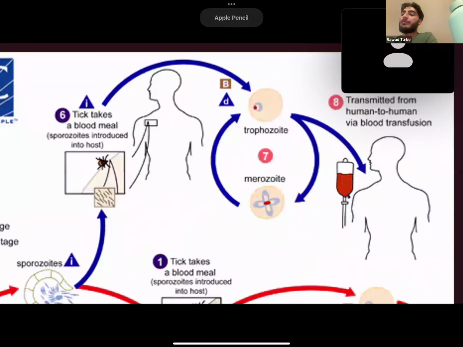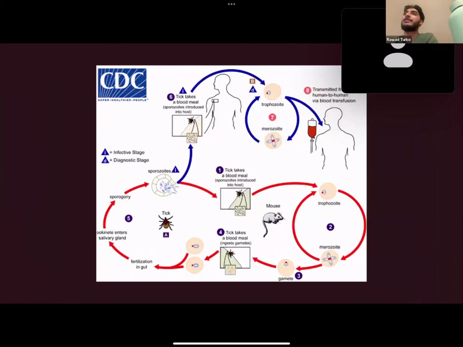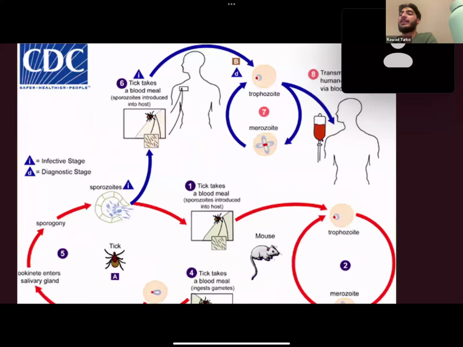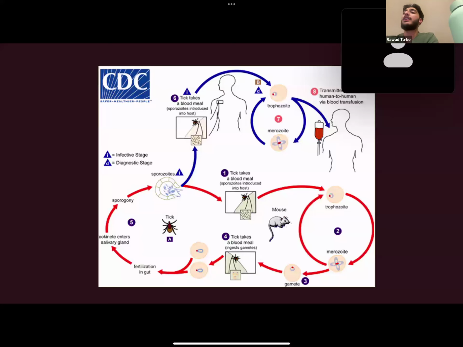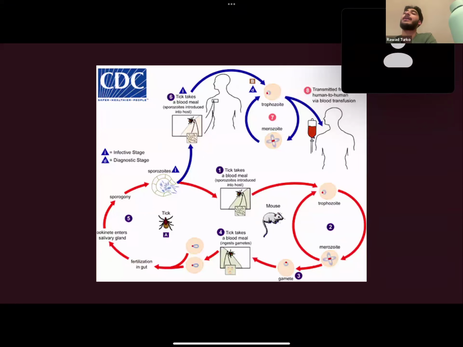It can go to the blood. So here, oppositely from Plasmodium, instead of going to the liver, it's going to skip the liver and go straight to the blood. And then it forms these trophozoites and the merozoites. And it could be transmitted human to human via blood transfusion. But again, when I say dead-end host, I mean naturally, there's no way for this parasite to go anywhere else.